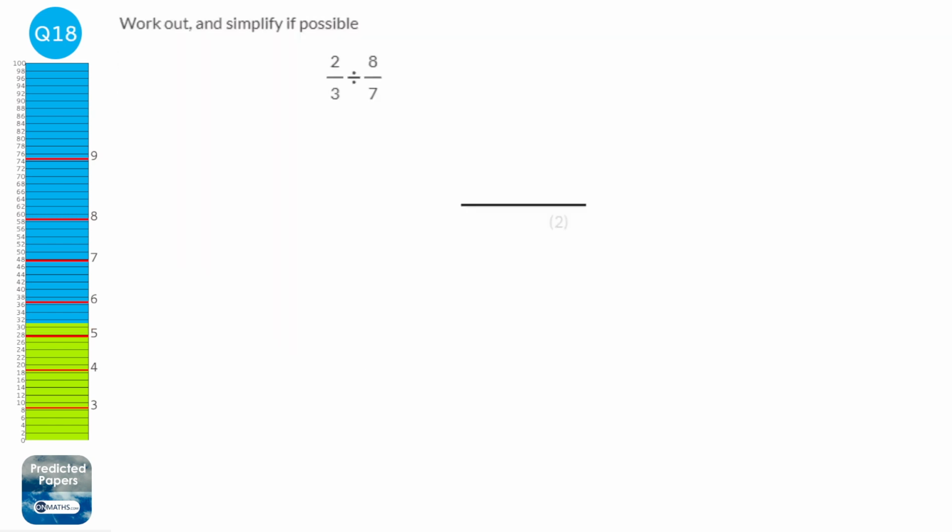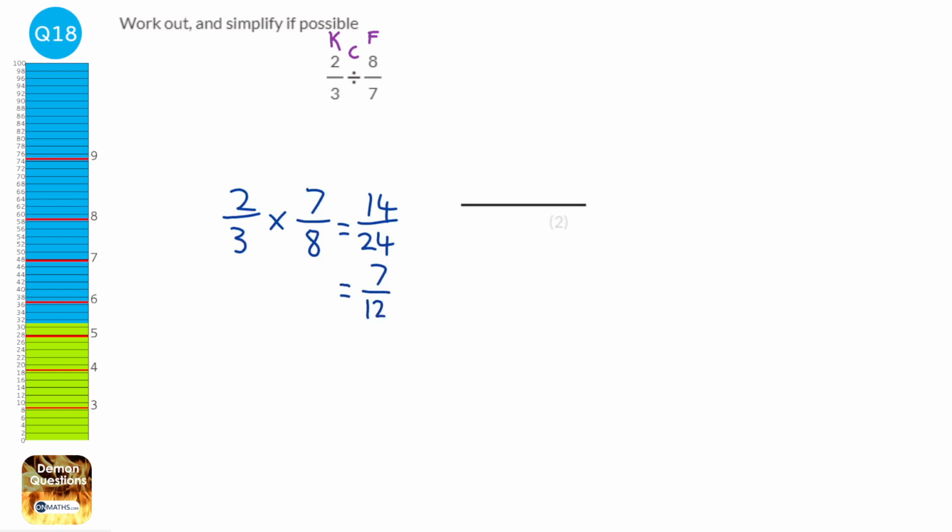The way I remember what to do here is using KFC. And what the K stands for is we're going to keep that fraction exactly the same, so 2/3. We're going to change, that's what the C stands for, change that divide to a times. And we're going to flip, that's what the F stands for, the 8/7, so it becomes 7/8. Then all we need to do now is multiply the tops, multiply the bottoms, and simplify if possible, so we can actually divide top and bottom by 2 here, and it becomes the answer, which is 7/12.